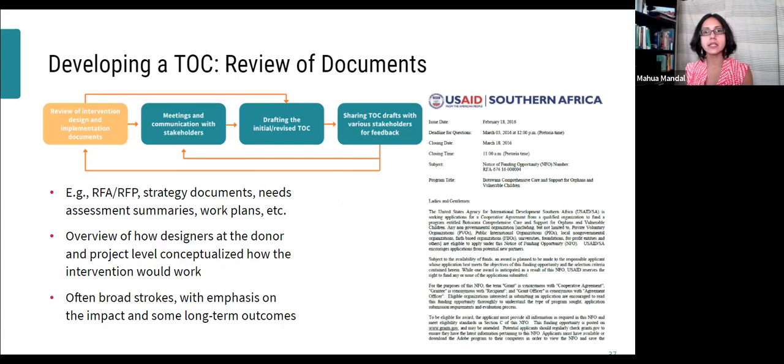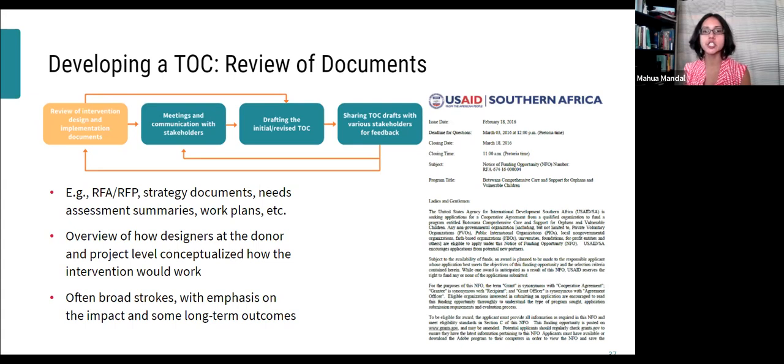So the first step in developing a theory of change, after you have an initial conversation with people who know something about the program, is really a review of documents. And the documents can come in many different forms. Sometimes if it's a broader theory of change, it can be the RFA or the RFP. It can be strategy documents. Sometimes there are needs assessments that were done. Often work plans help.